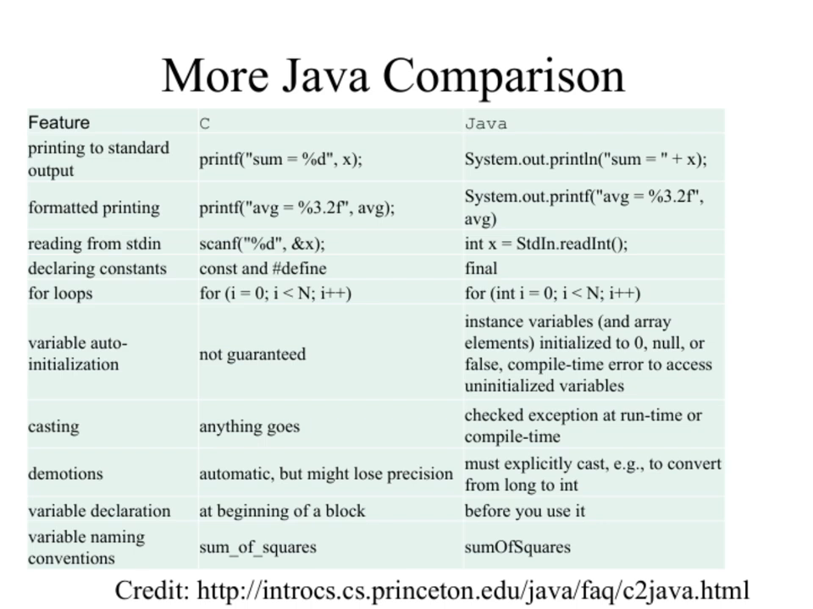Variable auto-initialization is another difference. In C, it's not guaranteed. Variables can have indeterminate values unless explicitly initialized. In Java, instance variables, including array elements, are automatically initialized to default values like 0, null, or false, which helps prevent bugs. Casting in C is very flexible. You can cast anything to anything. Java's casting is more controlled. It may throw checked exceptions at runtime or compile time if the cast is invalid, promoting safer code. Regarding demotions, C performs automatic casting but might lose precision, like when converting from double to int.